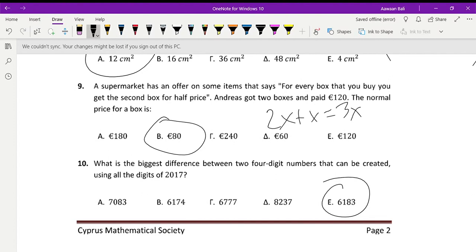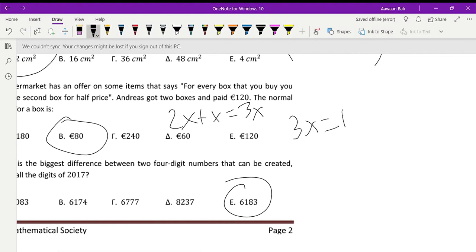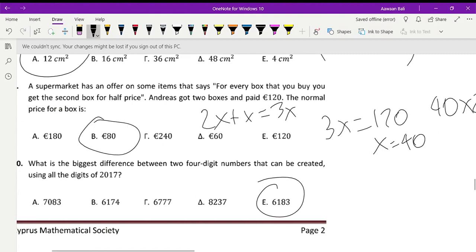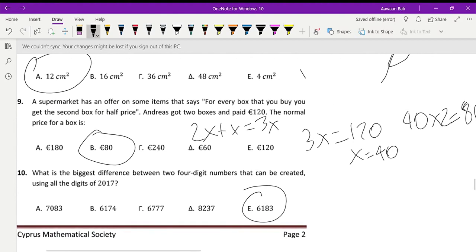We all know that. So we have 3x is equal to 120, and then we divide both sides by 3. x is 40. Then we can do 40 times 2 to find the original price, and that's 80 euro. So we know that the answer is beta. And I recommend this method better.